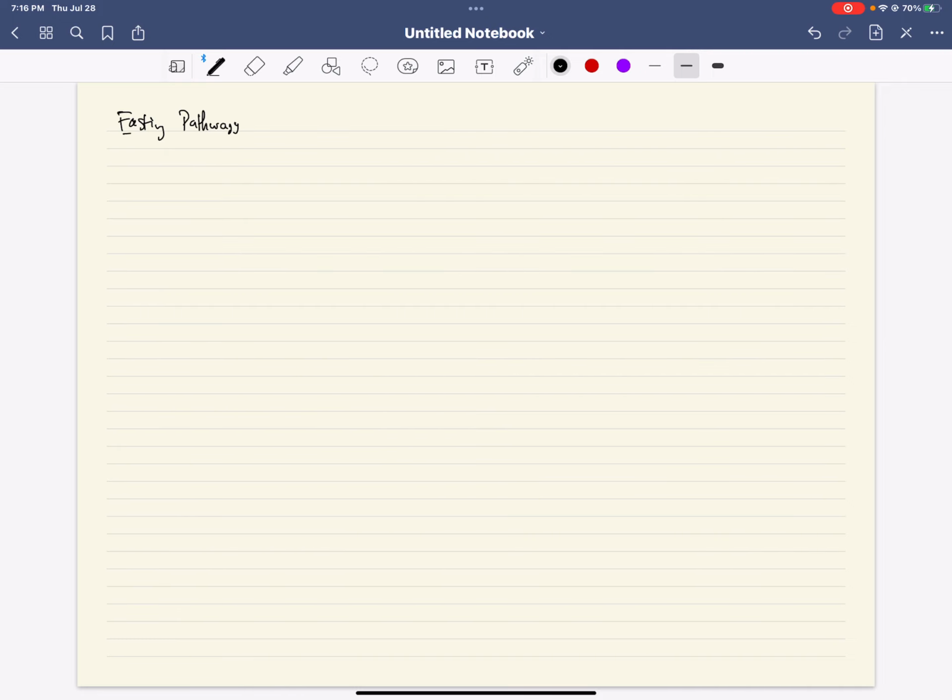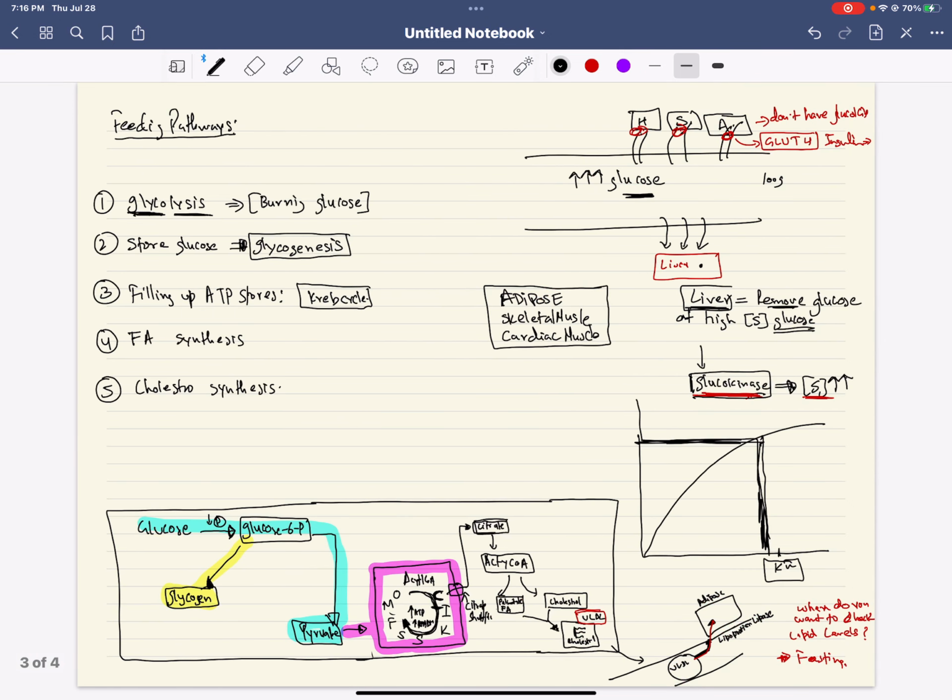So one thing I forgot to mention here is which hormone is elevated in feeding. So again, why do we need insulin? Because in feeding, you will have a lot of insulin increase.